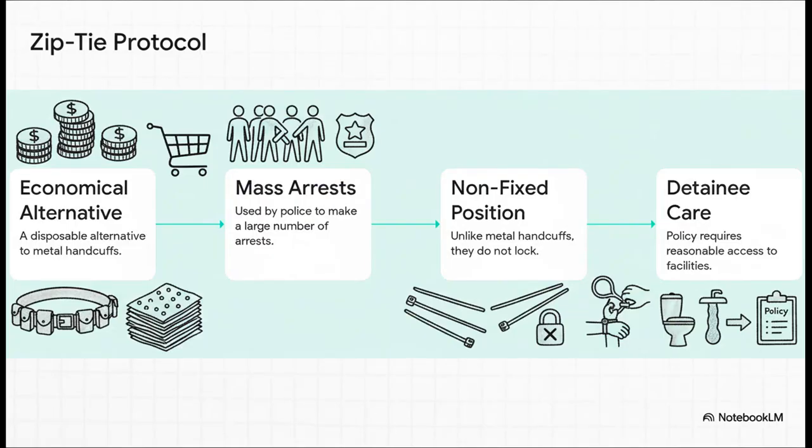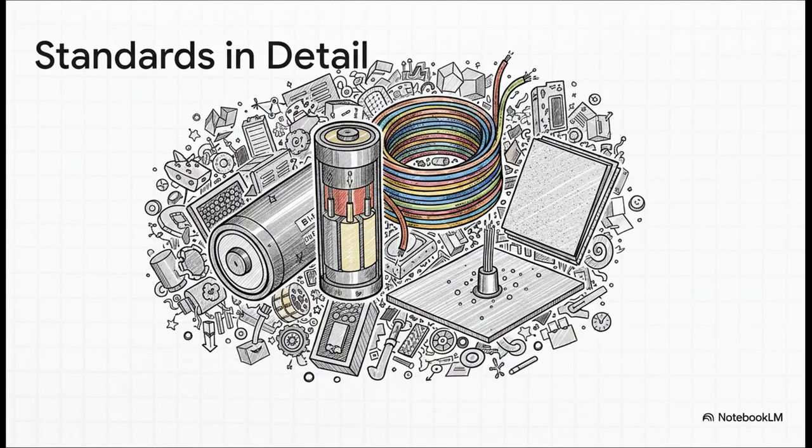And this standardization doesn't just apply to objects, it applies to people too. I mean, the use of zip ties in policing isn't just random, it's a specific protocol. They're chosen for very specific reasons: cost, weight, and their use is governed by policy, right down to making sure arrestees get access to facilities. It's a process, a protocol, a standard. And the depth of this stuff is honestly mind-boggling.